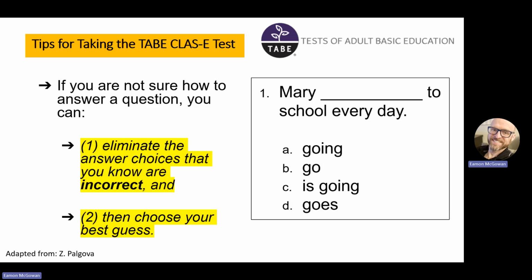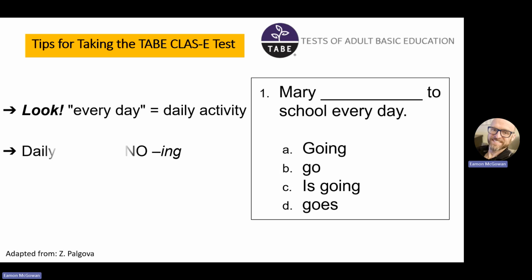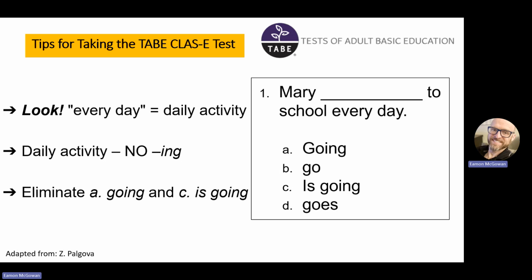Teaching students how to eliminate answer choices. Like with my level 5 students, I tell them, hey, pretend you know nothing about this verb tense you see right here. But then you look at it a little bit more and you're starting to remember that your teacher said something about every day, right? What is every day? Daily routine, absolutely. So daily activities, do we use -ing? Nope, we don't use -ing. So we can eliminate, remove, get rid of those options.